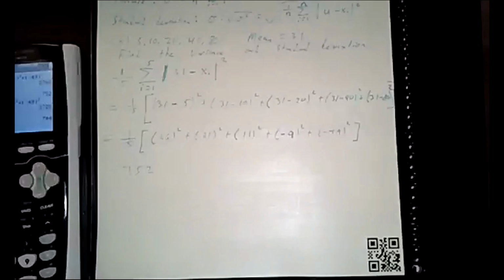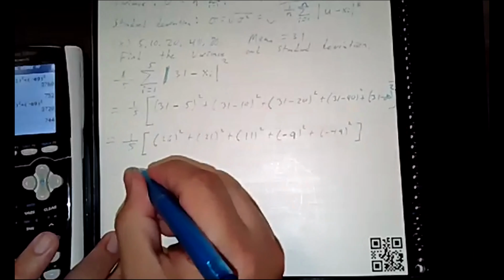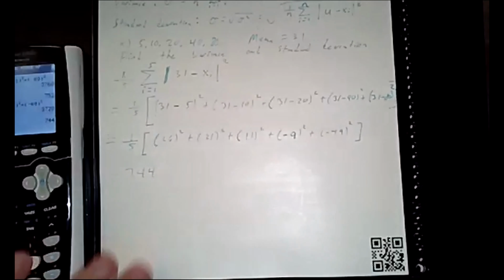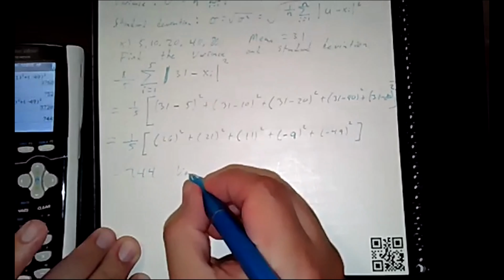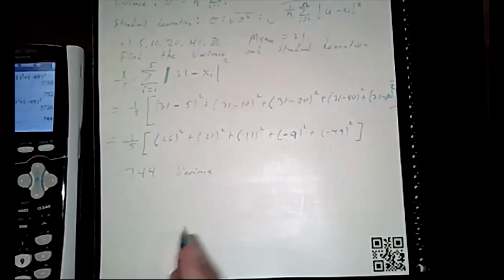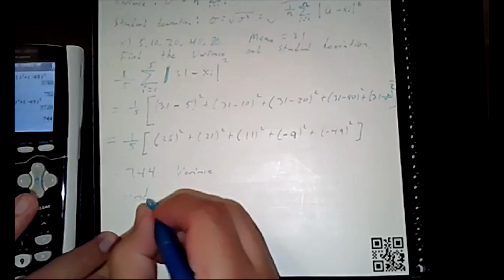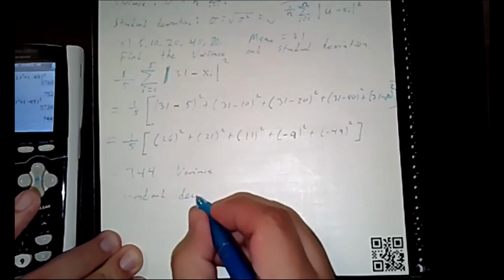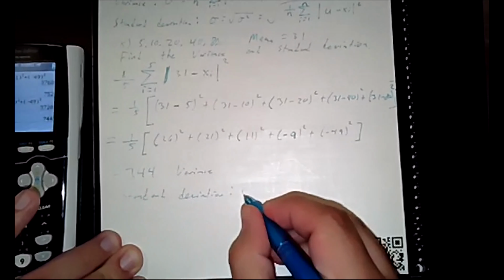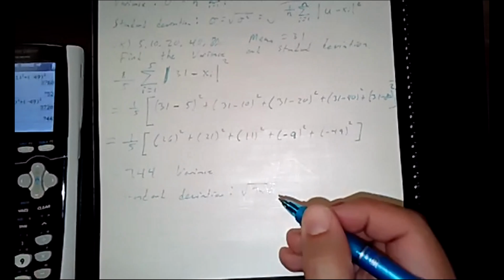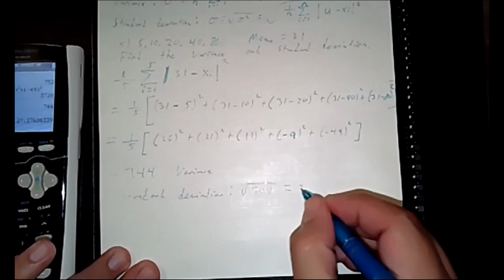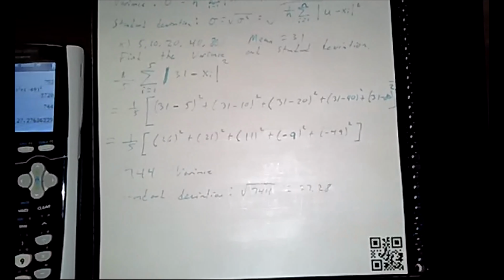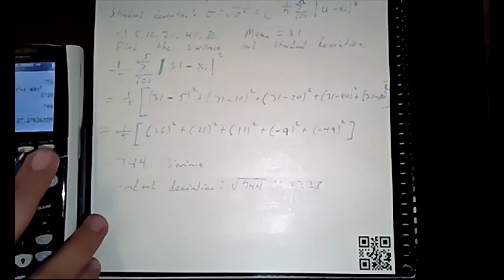Okay. So 744. All right, so that's our variance. Now, if you want the standard deviation, the standard deviation is just the square root of this. The square root of 744, which is about 27.28.